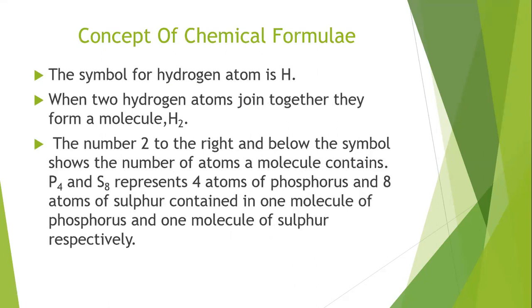Now, take an example. The symbol for a hydrogen atom is H. When two hydrogen atoms join together, they form a hydrogen molecule, represented by H2. The number 2 written to the right and below the symbol H simply shows the number of atoms the molecule contains. Another example: P4 and S8 represent 4 atoms of phosphorus and 8 atoms of sulfur contained in one molecule of phosphorus and one molecule of sulfur respectively.